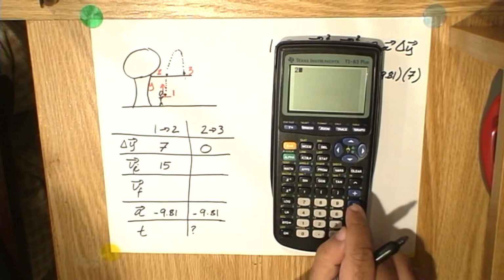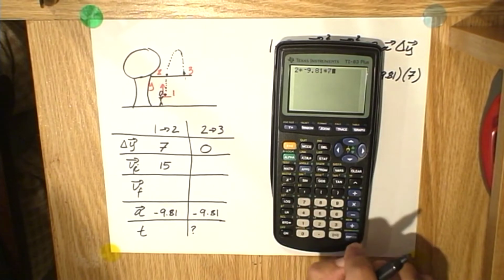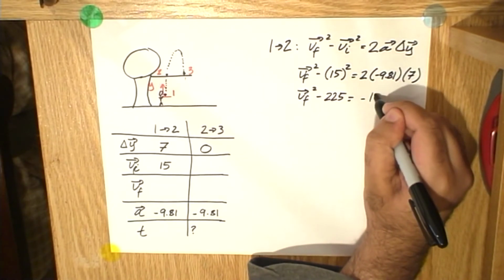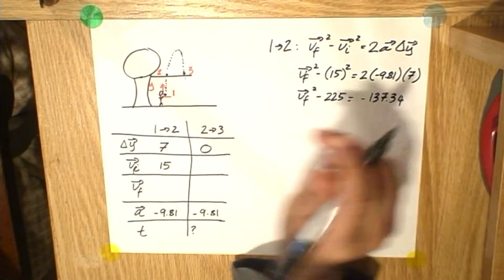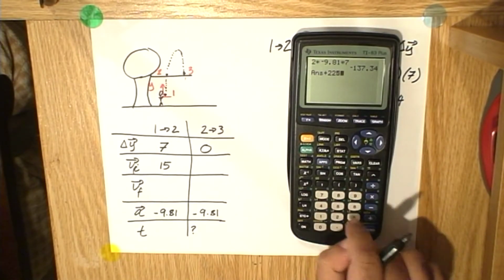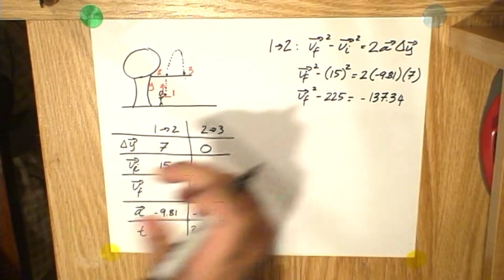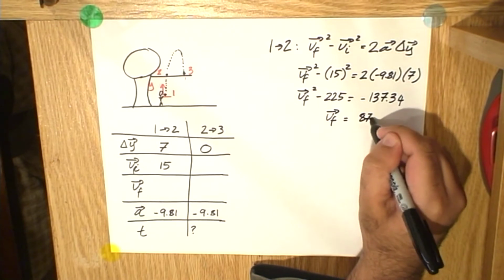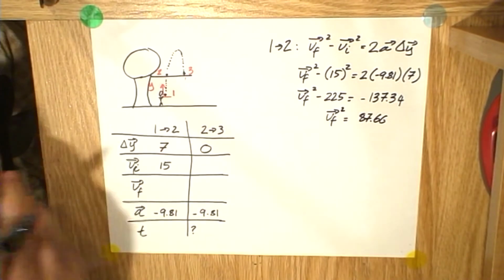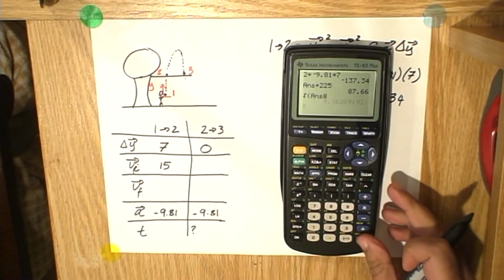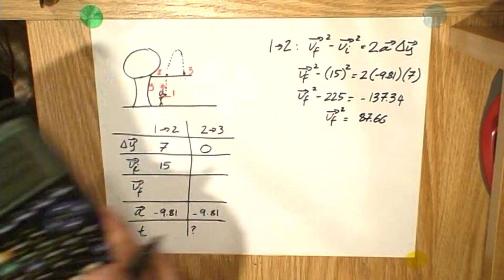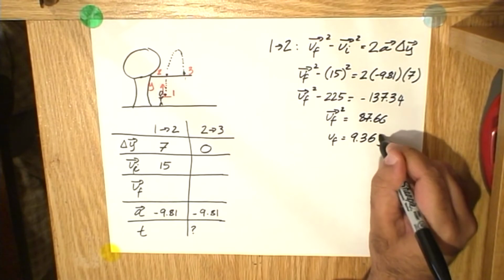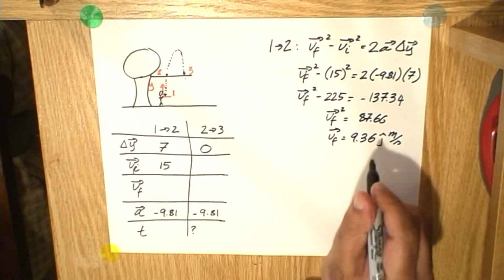So let's work that out. 2 times negative 9.81 times 7 is negative 137.34. Add 225 to both sides, you get 87.66. So v final from 1 to 2 is equal to 87.66, or more correctly, that's v final squared. And finally, we take the square root to get 9.36 meters per second. Cool.